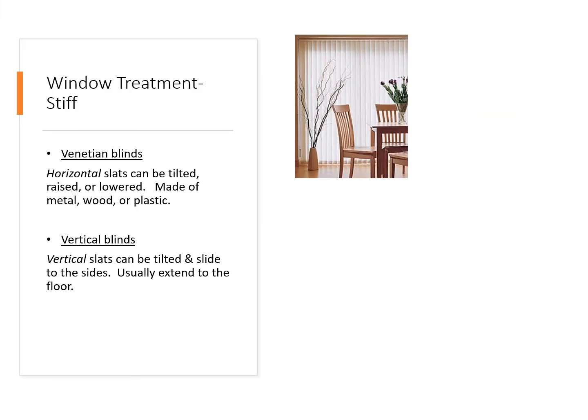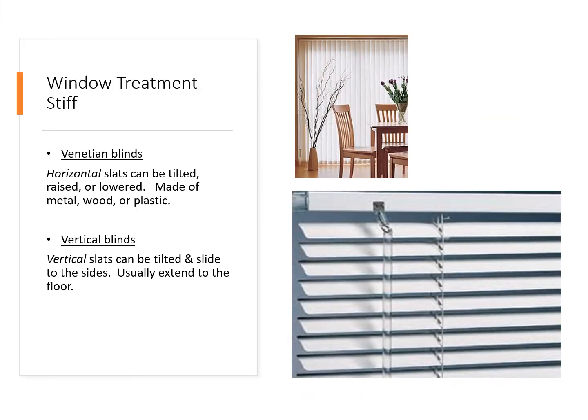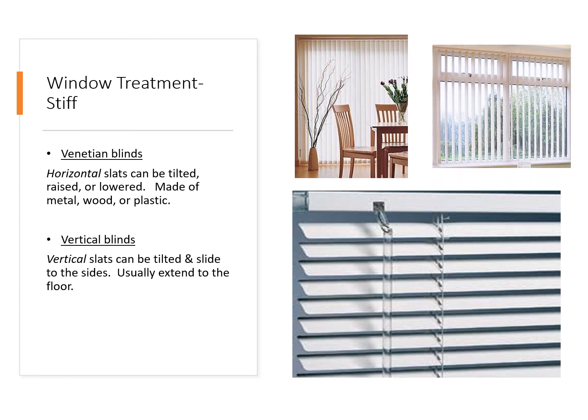Now we will discuss blinds. They also come under the stiff window treatment. Number 1 is Venetian blind. They are horizontal slats that can be tilted, raised or lowered. They can be made of metal, wood or plastic. The second one is vertical blinds. Vertical slats can be tilted and slide to the sides. They usually extend to the floor.